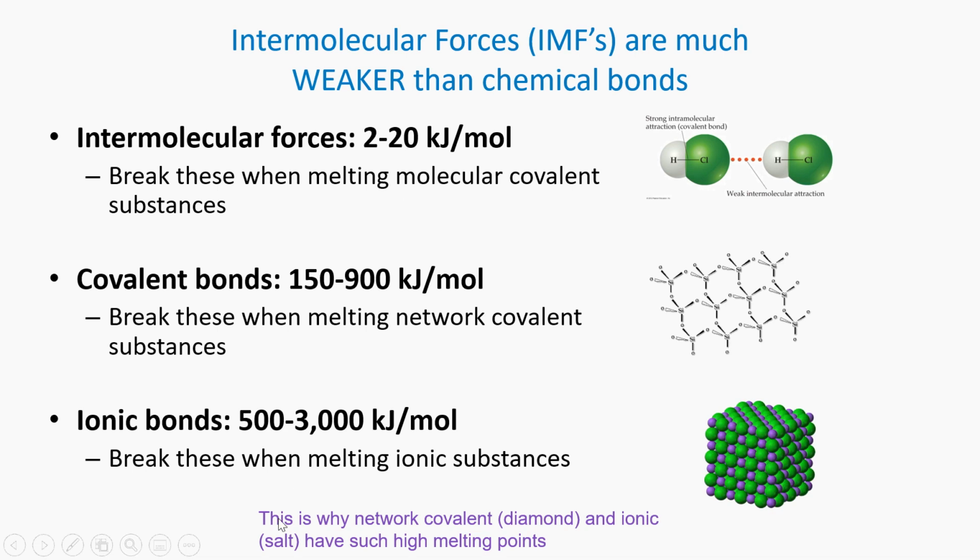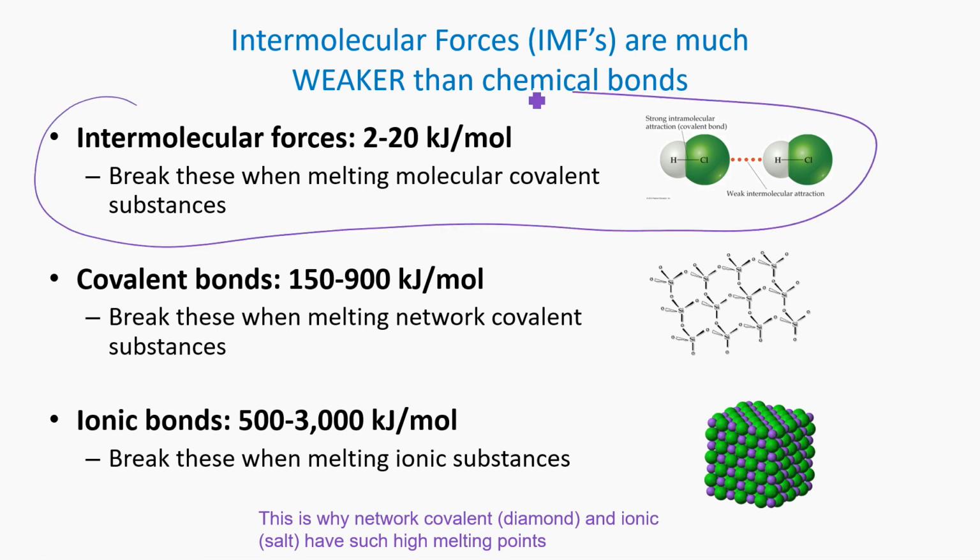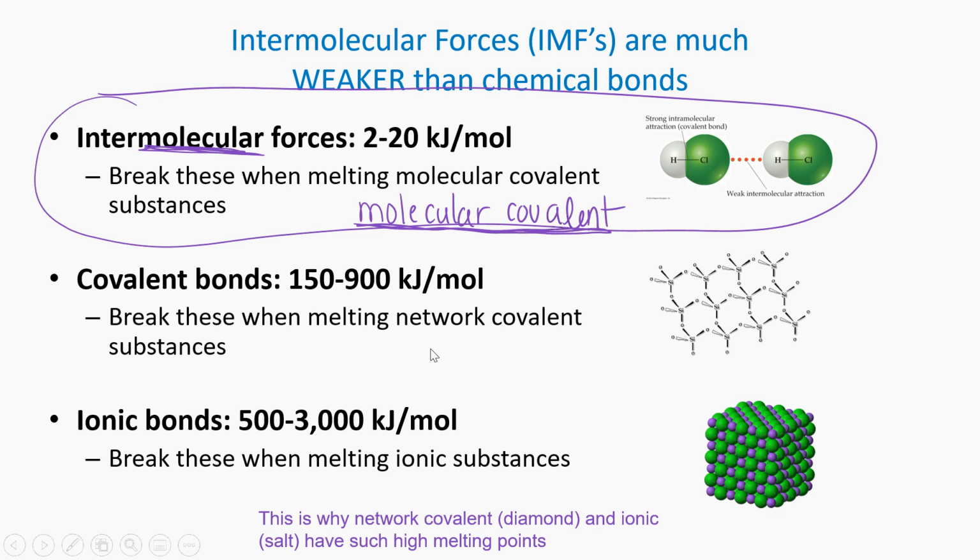So the only type of substance that actually experiences intermolecular forces is, well, look here in the name, molecular. The only type of substances that experience this are molecular covalent. And you might remember from doing a lab earlier that molecular covalent substances have relatively low melting points compared to ionic substances or network covalent. This would be an example of a network covalent. This would be an example of an ionic.